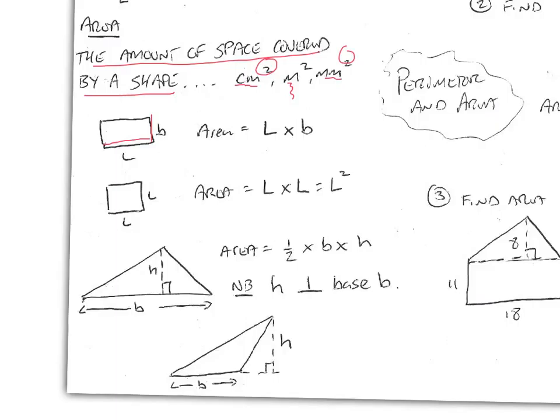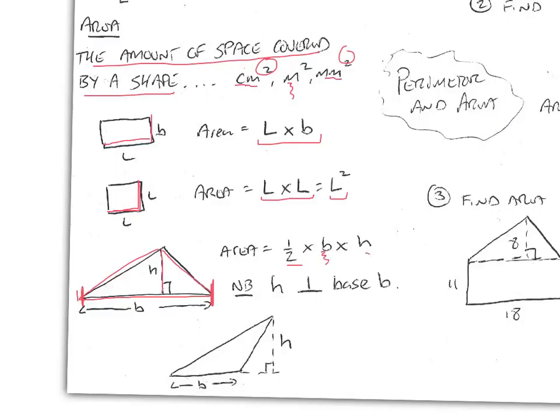So the area for a rectangle is simply its length by its breadth. The area of a square of equal sides length L is L times L, or we can say L squared. The area of a triangle is given by half times the base, whatever the base length is, half by the base, multiplied by this height here, h.